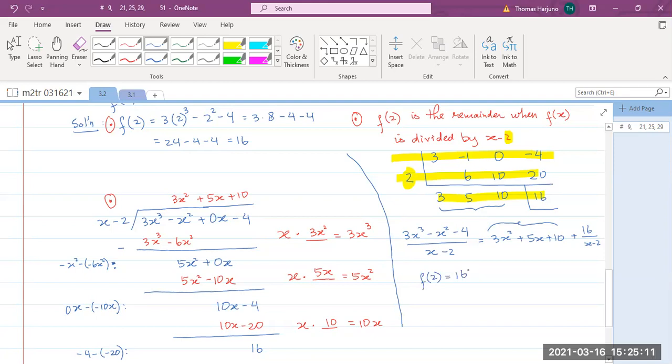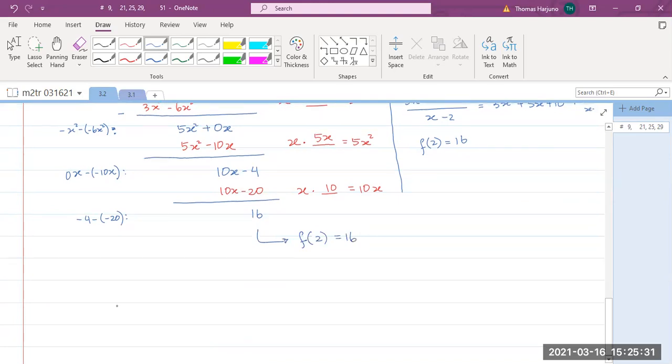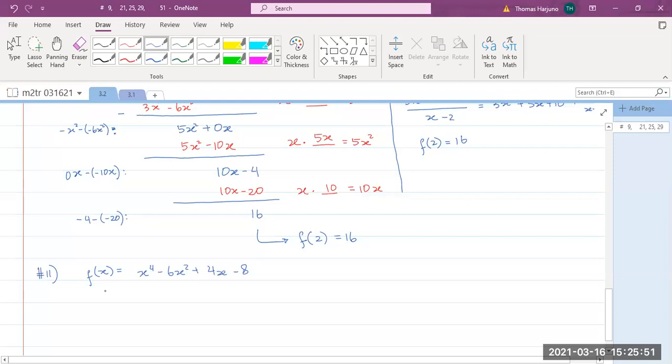Now, synthetic division enables us to divide by the x minus c form a lot faster, and that's what we can use for the remainder theorem. So using that, let's try, for example, number 11. f(x) equals x to the fourth minus 6x squared plus 4x minus 8, and we want to find what is f(negative 3).